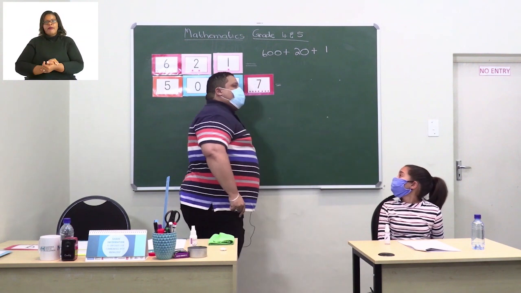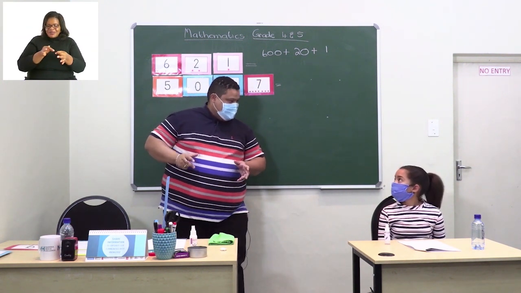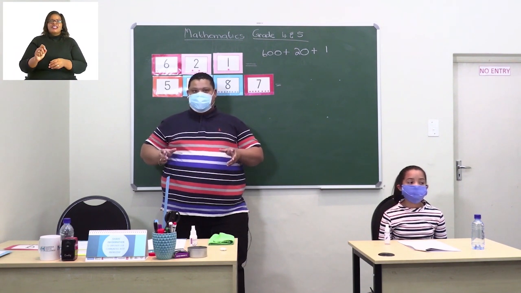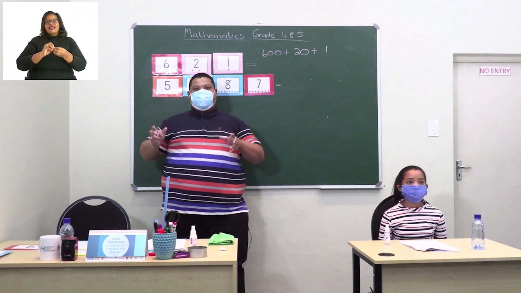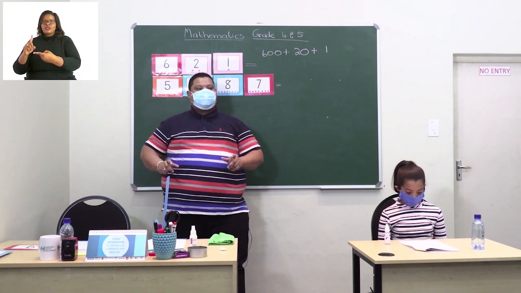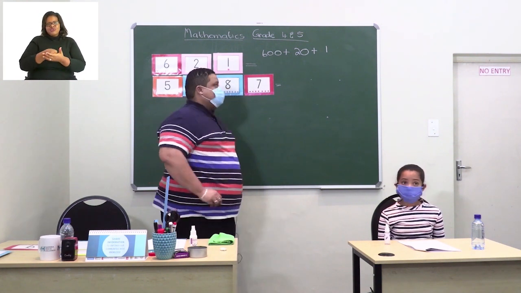Now that's one way of writing expanded notation. Are we together, my friend? That's one way of writing expanded notation: 600 plus 20 plus 1. But there's also another way where we use multiplication. So let's see how that way works.